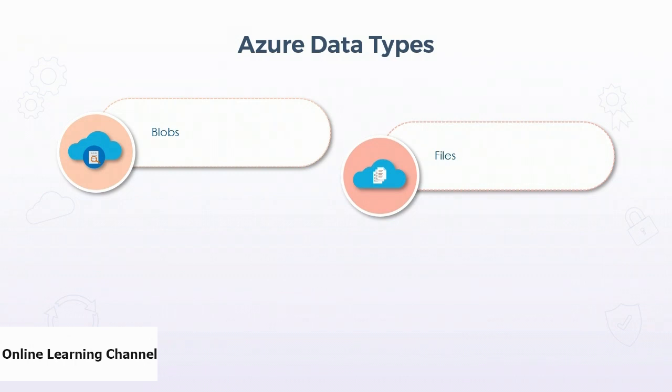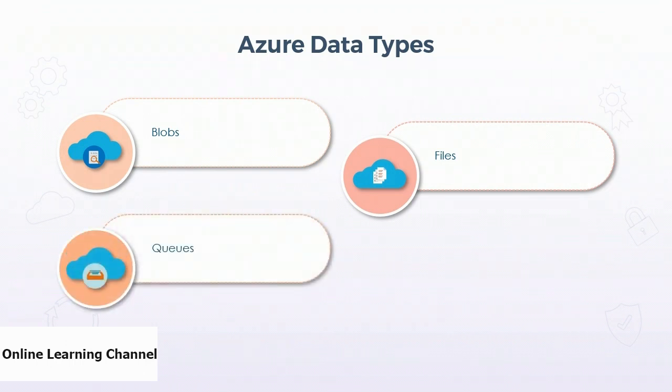Then there are files. And files are like blobs, except that they're specifically designed to be implemented in a file sharing system. In fact, you can use a file share across virtual machines, or even to replace an existing on-premise file share. Next, there's the concept of queues. Queues allow for messages to be sent between different applications asynchronously. A message is placed on a queue, and another consumer picks up that message. It's a mechanism for services to communicate with each other, but indirectly.